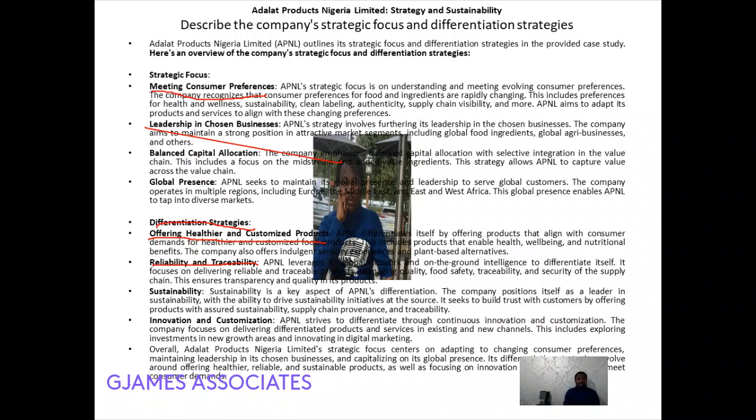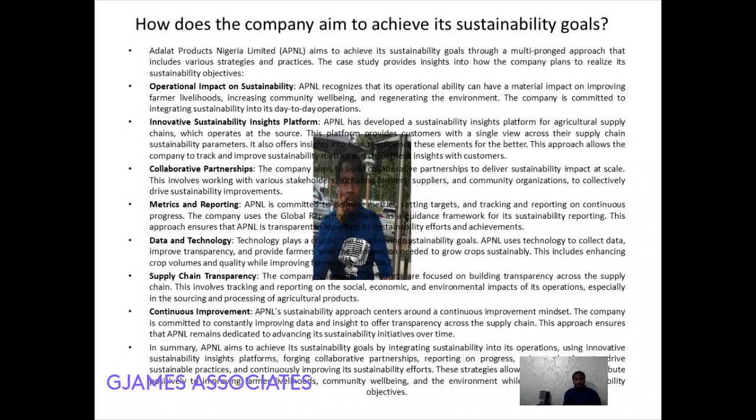Now let us move on to another question: how does the company aim to achieve its sustainability goal? First of all, operational impact on sustainability. Adalat recognizes that its operational activity can have material impact on the farmland, on the environment, and the like. So the company is committed to integrating sustainability into its day-to-day business operations.